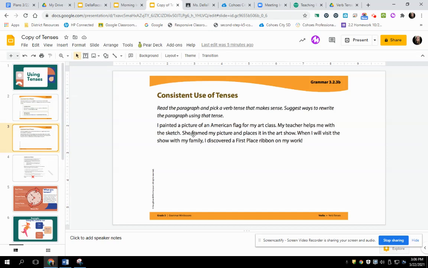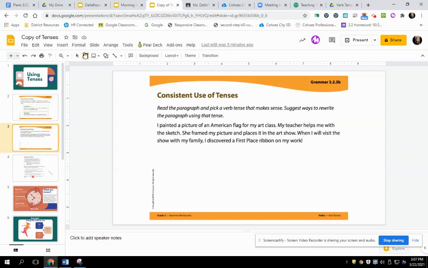I painted a picture of an American flag for my art class. My teacher helps me with the sketch. She framed my picture and places it in the art show. When I will visit the show with my family, I discovered a first place ribbon on my work.